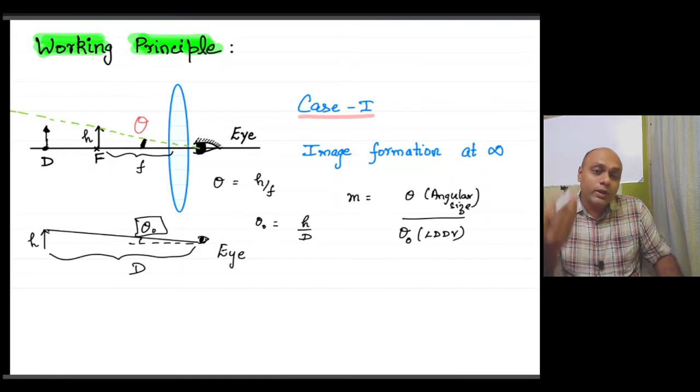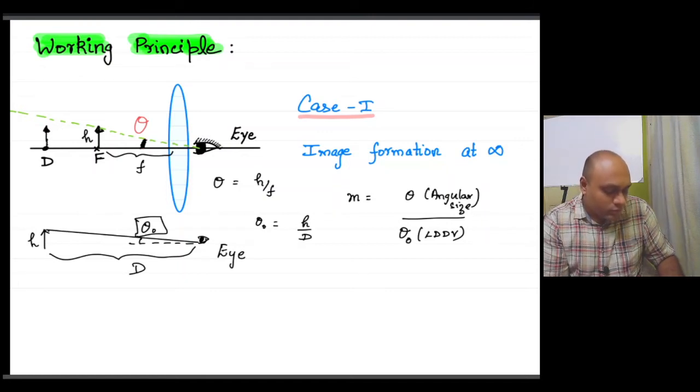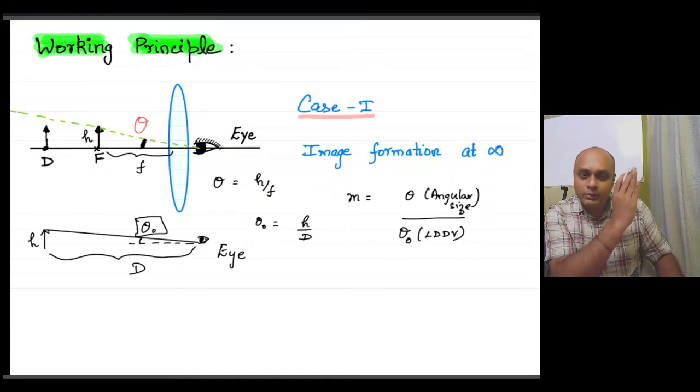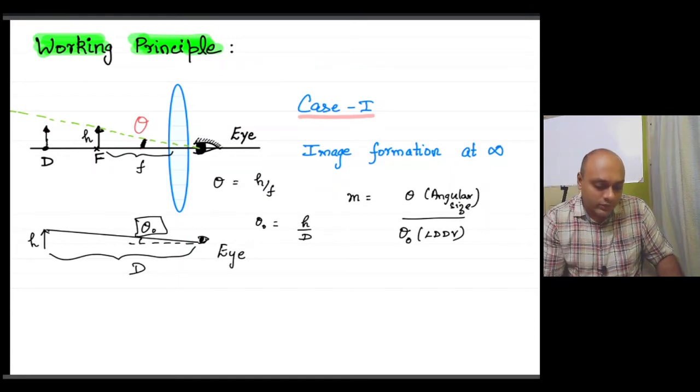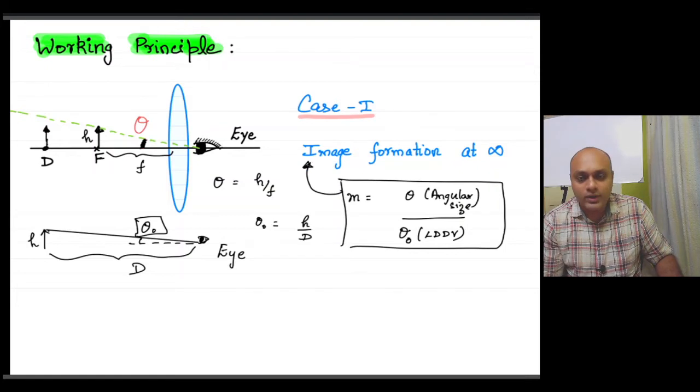Now how much more magnification you can get if you have the lens is what we are trying to figure out. In fact, this object, you can bring it even closer to the lens so that the image will shift and you will have better magnification. Now this is the magnification when image formation takes place at infinity. So that's case one that we are discussing.